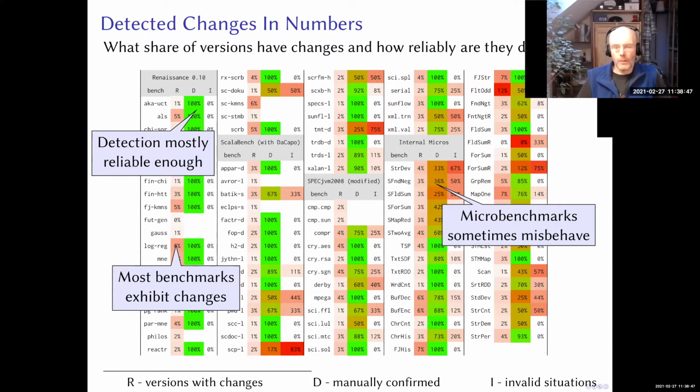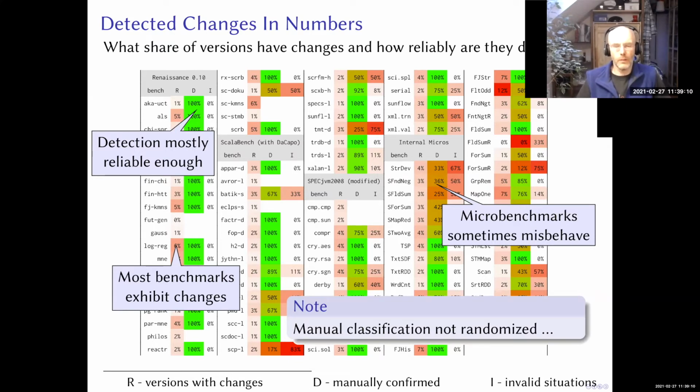Also, in some cases, it's very difficult to manually classify a change, because if we have a benchmark which has something like 10% variability and we see 1% change, a human essentially isn't able to say whether the change is there or not. So that's a bit of an issue in the manual classification here, and therefore it's not entirely randomized, but it's just a side issue. So that's one look at the benchmarks.